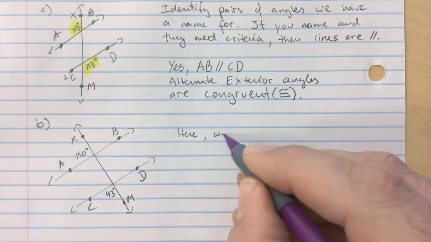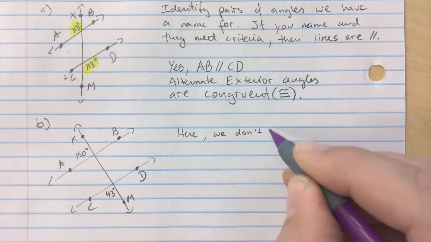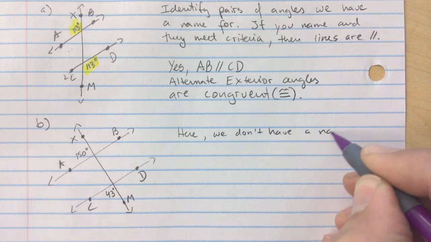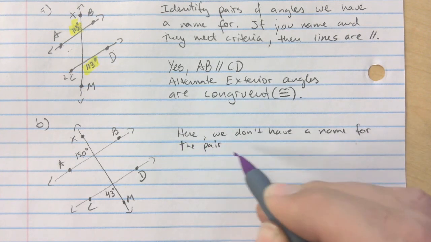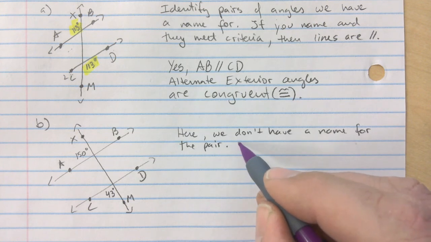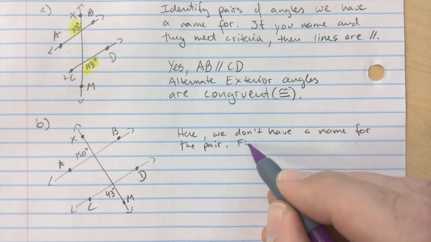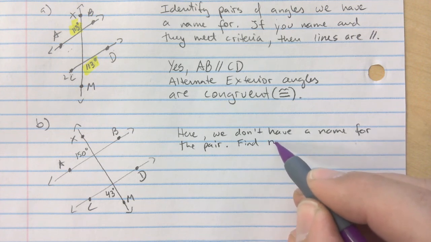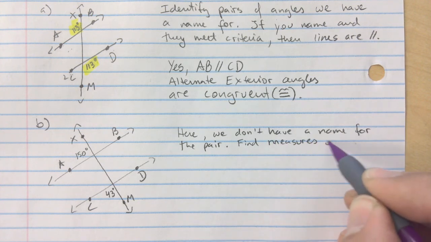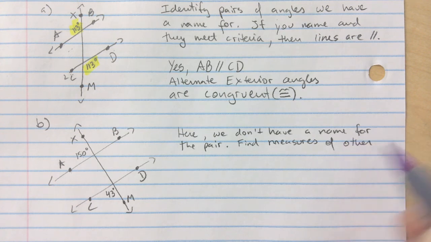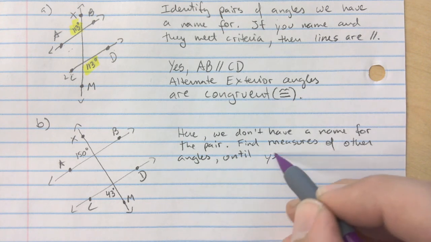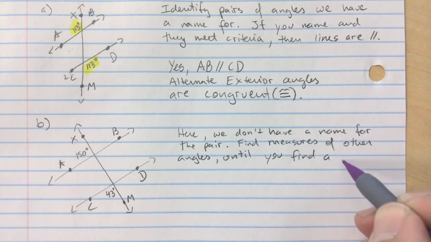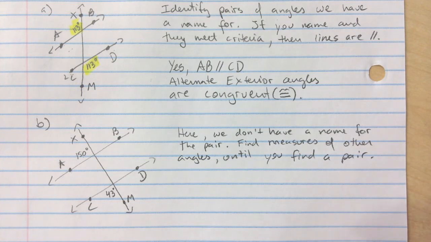Here, okay, find measures of other angles until you find a pair that you have a name for, of course. Okay.